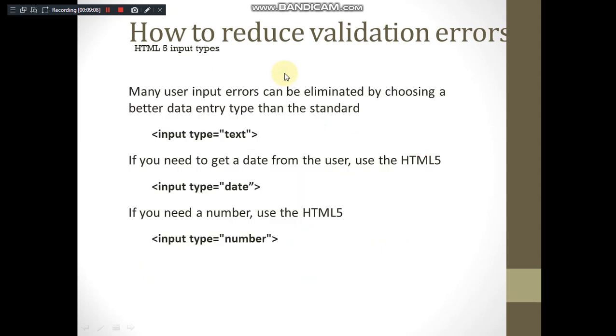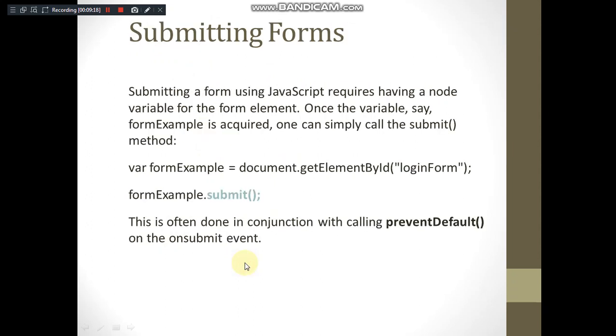Apart from this, we have another option in HTML5 where you can choose a proper input type, rather than commonly choosing a text box: date for a date field, number for a number field. That will reduce the error to a greater extent. This has to be validated at the submission of the form, and that's all about the JavaScript events.